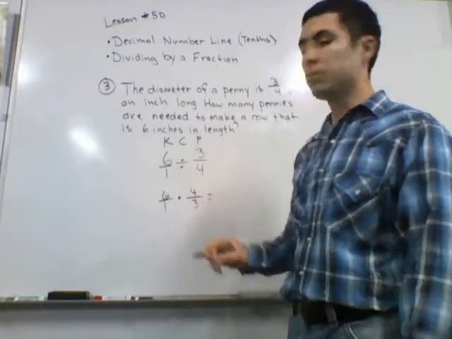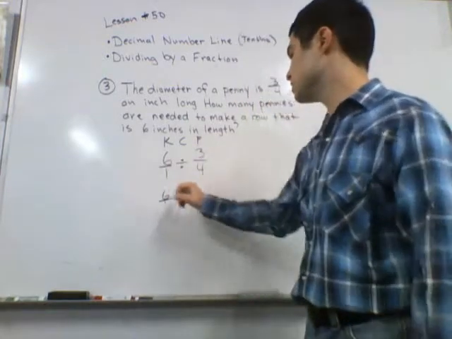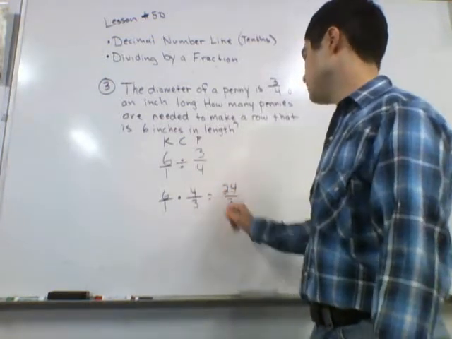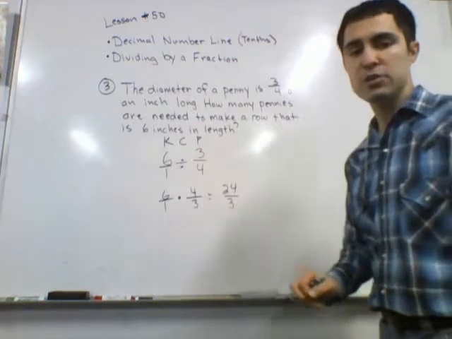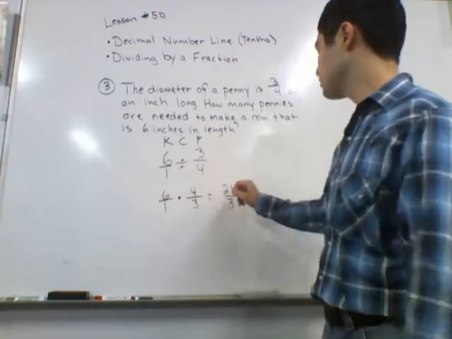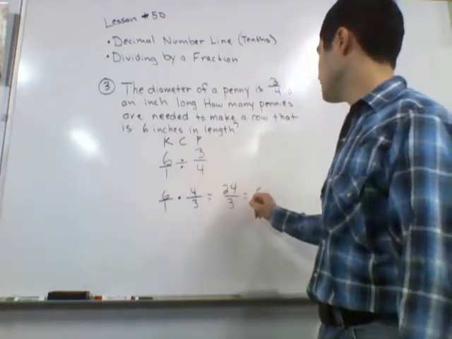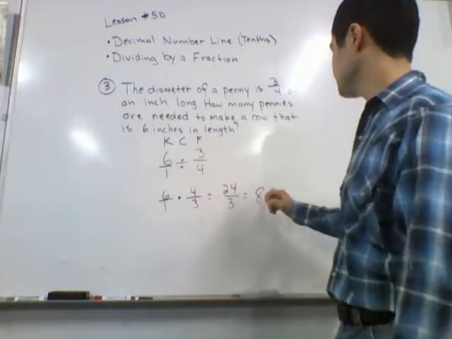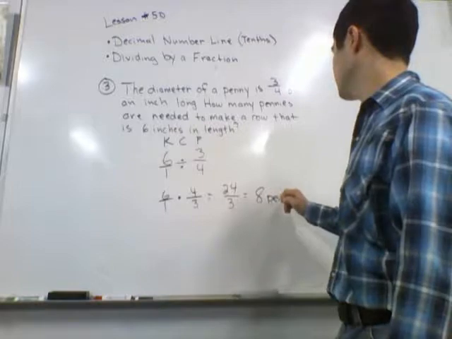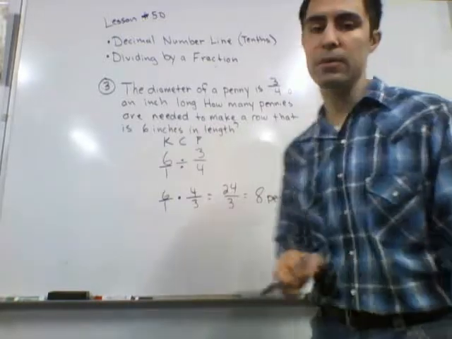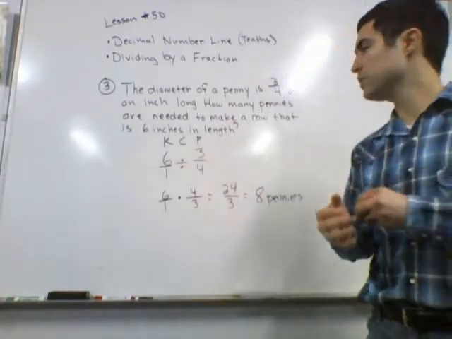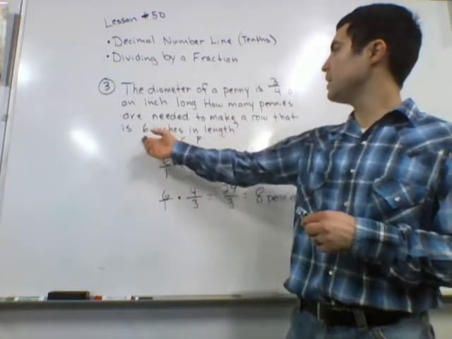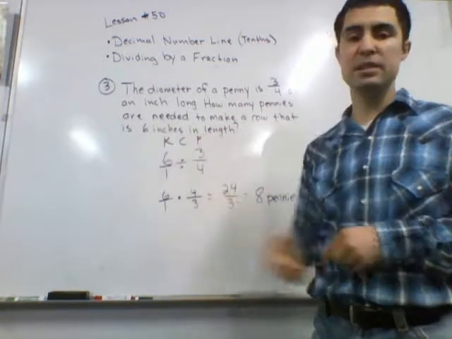Alright, then you multiply straight across. You guys know how to multiply fractions. 6 times 4 is 24. 1 times 3 is 3. Okay? Now you just do simply top divided by bottom. 24 divided by 3 is 8. So you would need 8 pennies. Write that out real quick. 8 pennies to get a row of pennies that is 6 inches long.